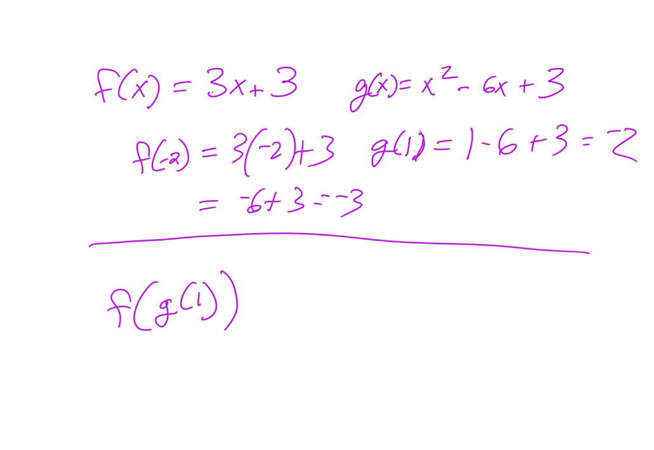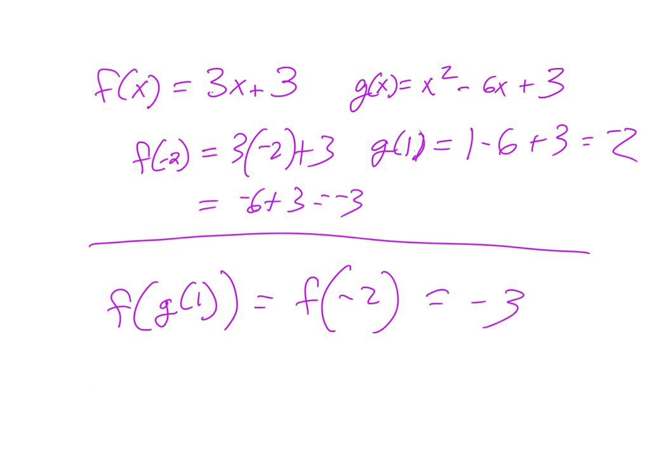F of g of 1 is really saying I want to take f of the g value. So then I'm going to plug in 1 for the g function, which I already did up here. G of 1, we already found it was negative 2. So when you're doing it, you work your way inside out. So I do g of 1 first. So I go g of 1, which is negative 2. And then I already solved that equation. So this would be negative 3.